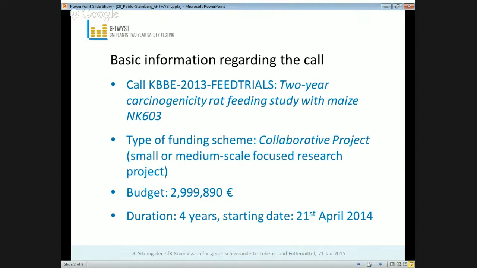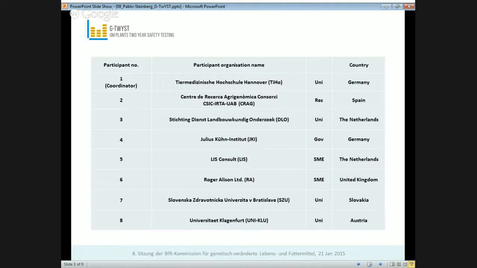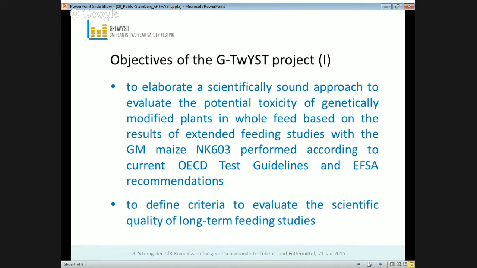It's a collaborative project with around 3 million euros, and it started, as I said, in the middle to end of April last year. It's a collaborative project in the sense that a number of groups from Germany, Spain, the Netherlands, the United Kingdom, the Slovak Republic, and Austria are working together. And this is the most important part: the objective of the GRACE project is to elaborate a scientifically sound approach to evaluate the potential toxicity of genetically modified plants in whole feed.